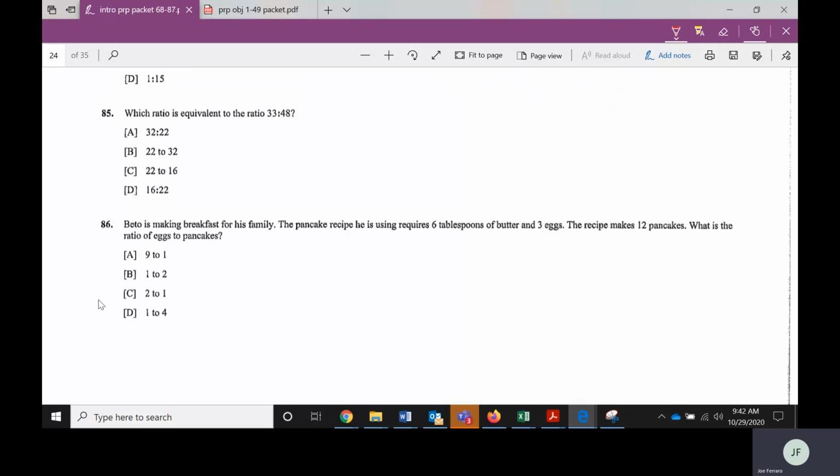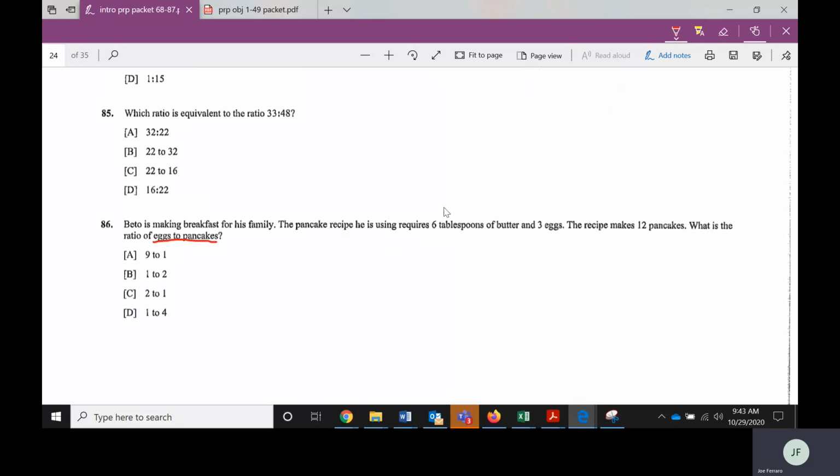Making breakfast for the family. The pancake recipe is using requires 6 tablespoons of butter and 3 eggs. The recipe makes 12 pancakes. What is the ratio of eggs to pancakes? Now, again, the key, we have to go eggs to pancakes. Okay, eggs to pancakes. So that means the number that represents eggs goes first, pancakes second, or if we're doing a fraction, eggs on top, pancakes on bottom.